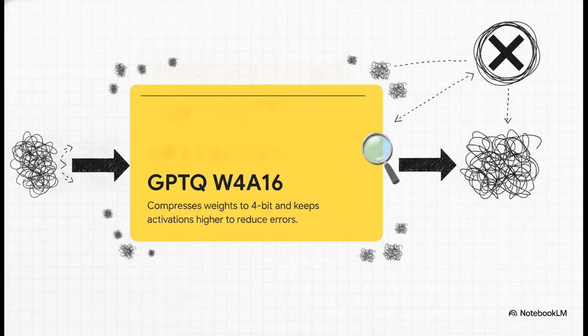More importantly, it uses the calibration dataset we literally just built. By observing how data flows through the network, GPTQ mathematically reduces the reconstruction error. It carefully calculates exactly how to pull off this severe 4-bit squeeze while preserving as much of the model's original intelligence and quality as possible.